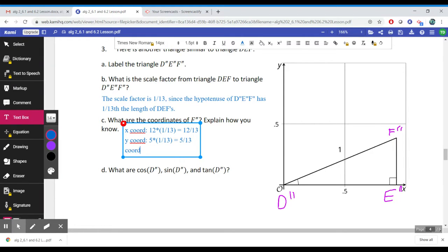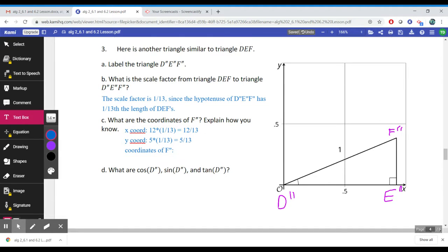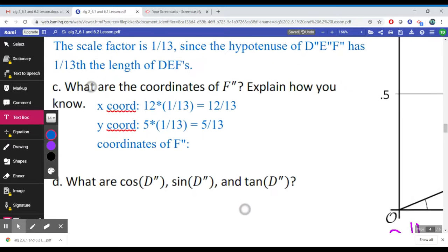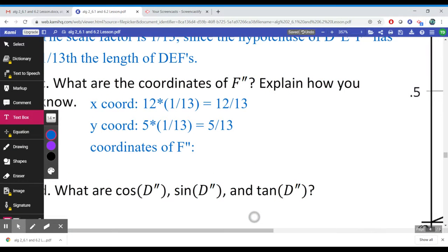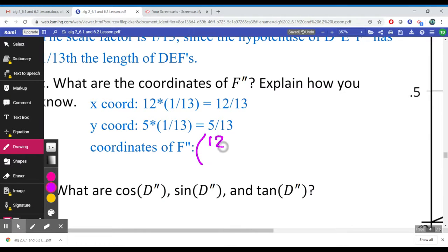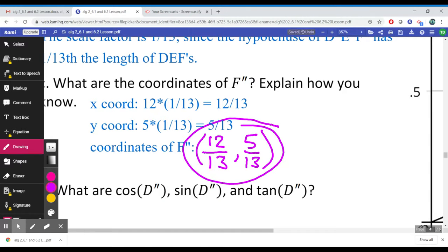The coordinates of F double primed will just be the ordered pair 12/13. Actually, let me hand draw that one out. I think it might be a little bit clearer to not have the backslash. You can actually see it with the fraction bar. So 12/13 and 5/13. And that'll be our answer for that one.